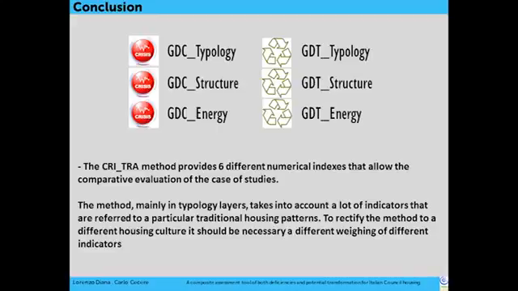In conclusion, the CRITRA method provides 6 different numerical indexes that allow the comparative evaluation of the buildings studied. The cross-reading of the different data elaborated within the CRITRA analysis gives important indications to the decision maker for regeneration projects. The method, mainly in the typology layer, takes into account a lot of indicators that refer to particular traditional housing patterns. To adapt the method to a different housing culture, it would be necessary to apply a different weighting of the indicators.